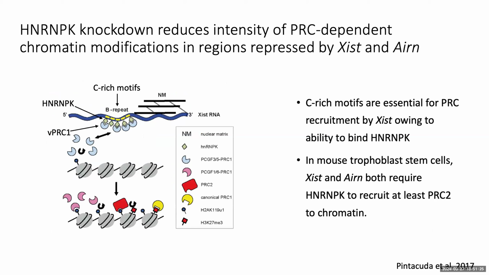And this HNRPK motif was of high interest to us because in 2017, Greta Pintacuda and Neil Brockdorff first reported that C-rich regions within Xist bind HNRPK, and that HNRPK binding is really critical to recruit a specific form of polycomb called variant PRC1, or VPRC1. And this VPRC1 recruitment, they proposed, is then responsible for initiating this cascade of polycomb recruitment over the whole X chromosome.